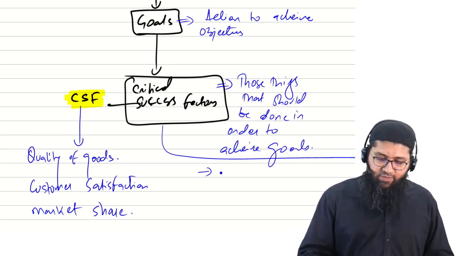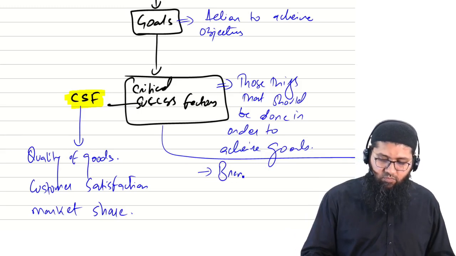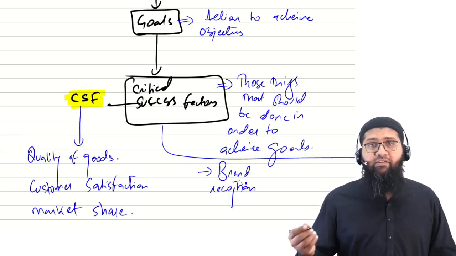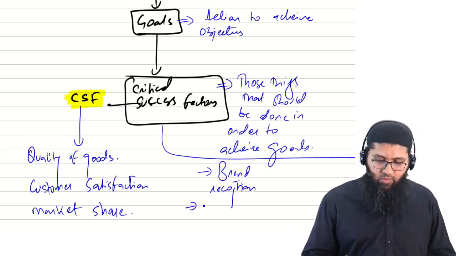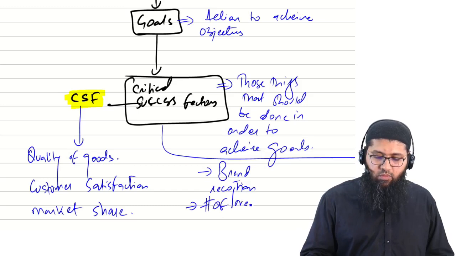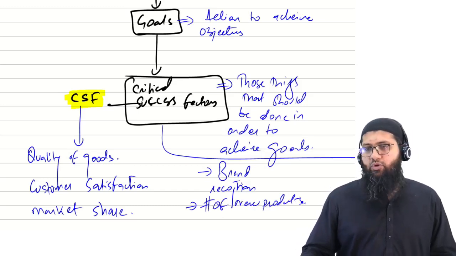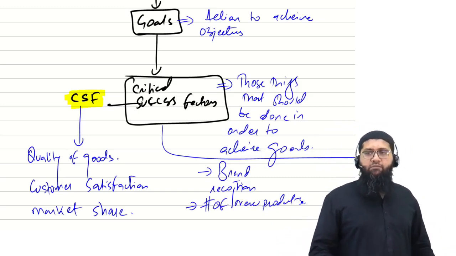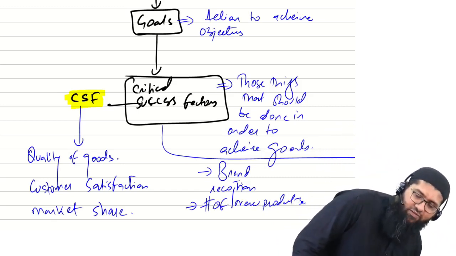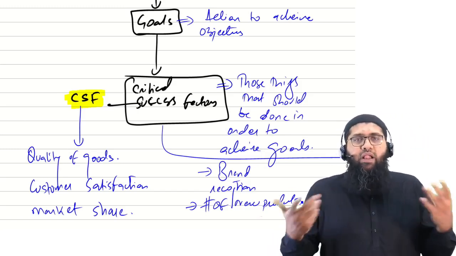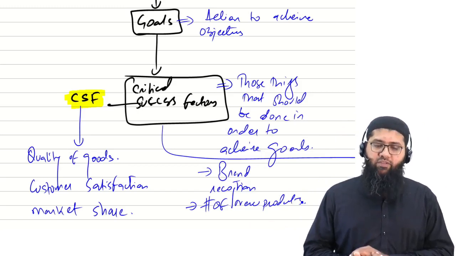You can have brand recognition. You could have number of new products. You could have multiple critical success factors. I mean, there could be many things which could ultimately lead to the success of the organization.